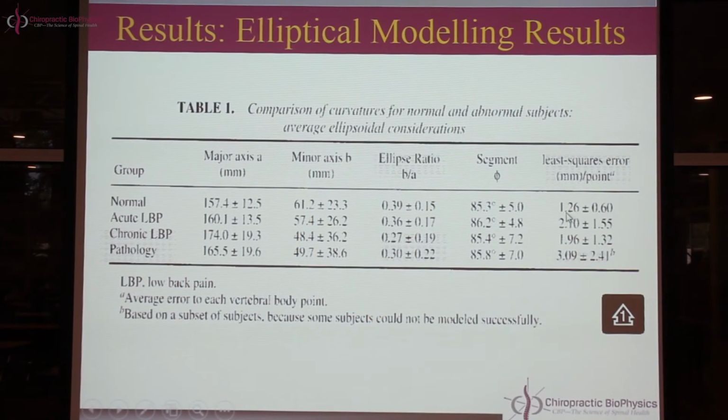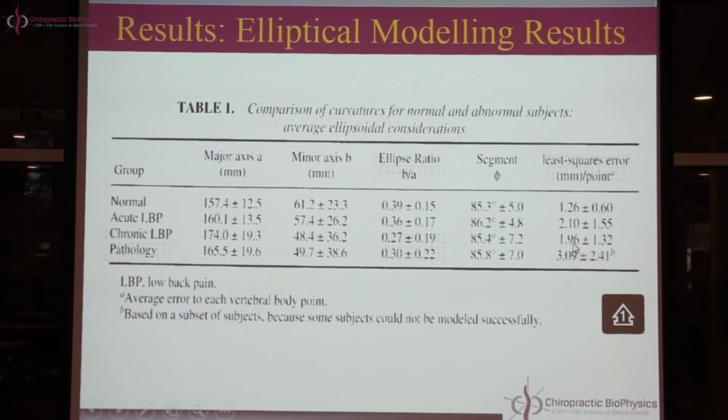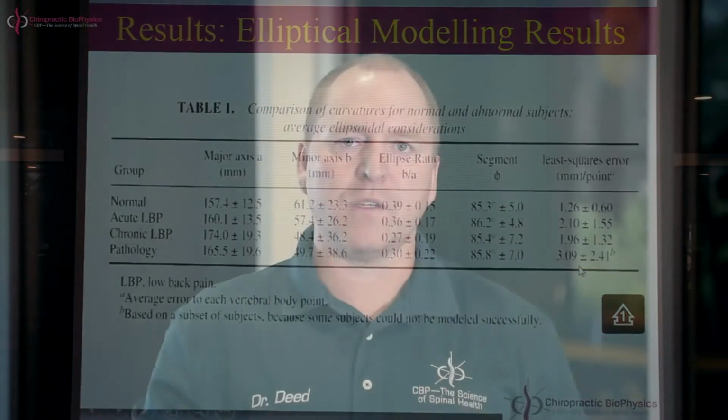Now, look at the least squares error. How accurately can we model these subjects? What you'll notice is the normal subjects have the smallest least squares error. This is important. This means these are the ones we could actually fit with an ellipse. The other ones have an altered shape and can't quite be fit as accurately. Now, it's close, right? 2 millimeters, 1.96, and then the pathology group, quite a bit of a difference. But you get the idea. There are differences in these subjects' elliptical models, and these are statistically significantly different.